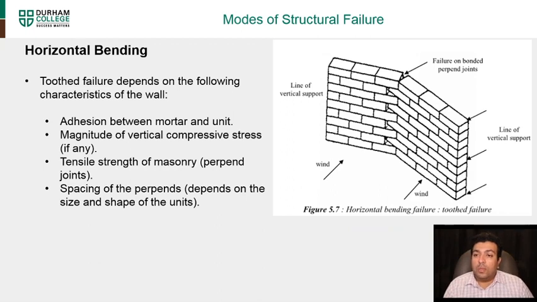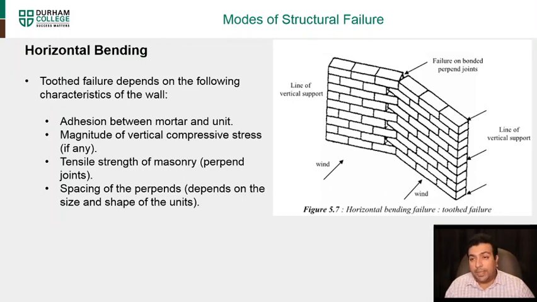So a tooth failure depends on the following characteristics of the wall: its adhesion between the mortar and the unit. So if the adhesion is not good, or the mortar is not good, you'll see it start to bend. The magnitude of vertical compressive stresses and the tensile strength of the masonry. So if, let's say, the joints are not combined properly together and there's no reinforcement in the wall at that point, it might tend to bend, and the spacing of the perpends depends on the size and shape of the units. So it all depends on the size and shape of the unit, and it usually bends where there's no reinforcement.